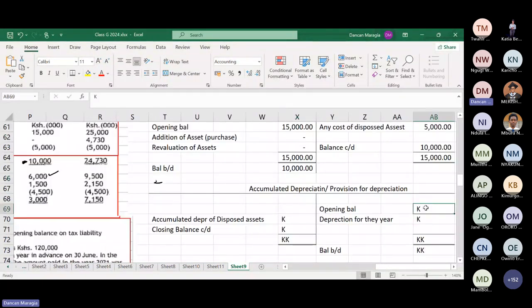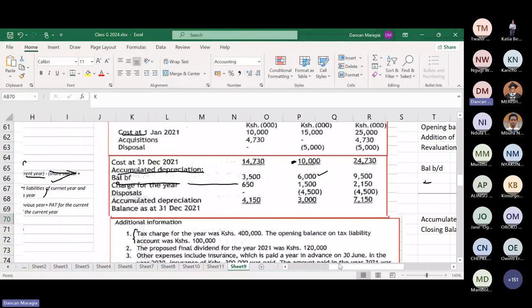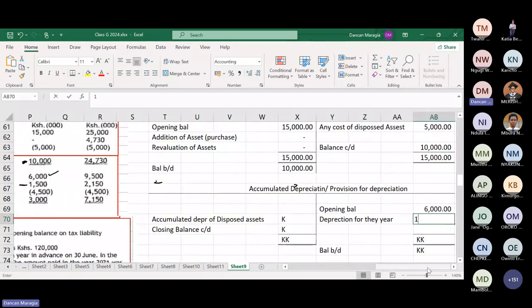Opening balance was 6 million. Then we are told the charge for the year under building. Depreciation for the year for building was how much? That is 1 million, 1,500. Yes, I'm working with, of course, rounded figures in my head.